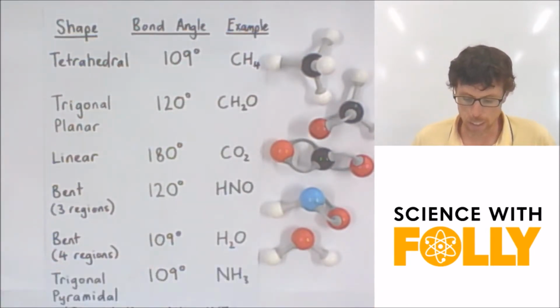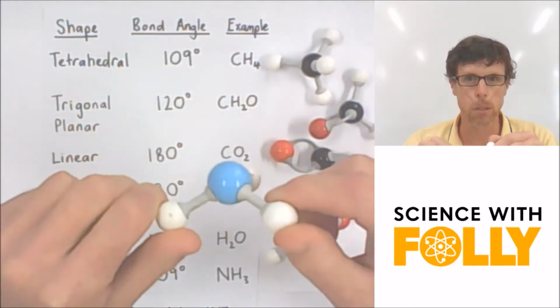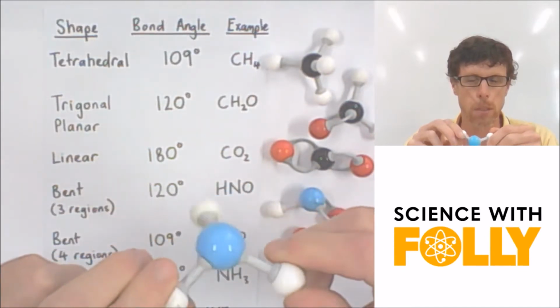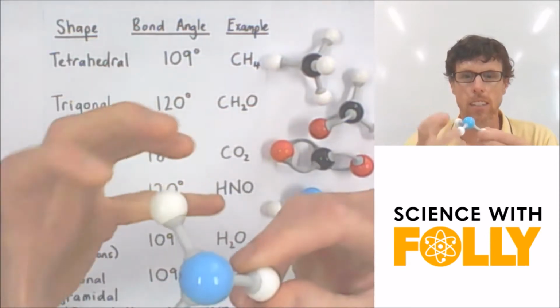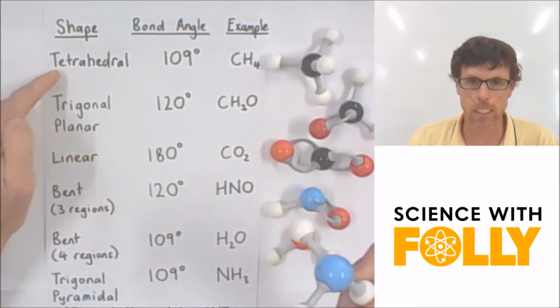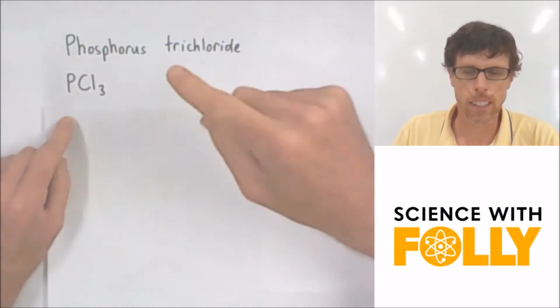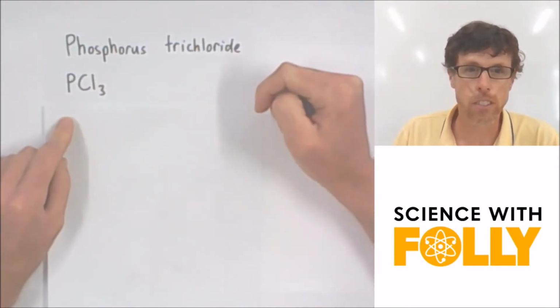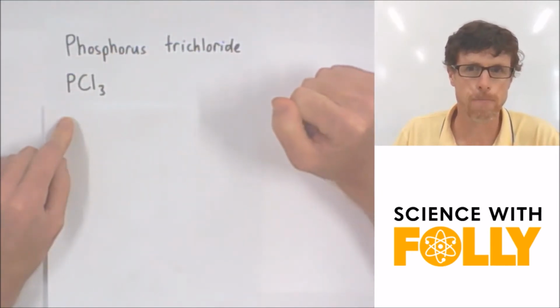And finally, trigonal pyramidal. And this shape here, NH3 ammonia, is trigonal pyramidal because it looks like a little pyramid. It's got 1 pair of electrons you can't see. It's based on a tetrahedral shape. And there it is. So I want you to try figuring out the shape of this molecule. Phosphorus trichloride, PCl3. Pause the video, have a go yourself.